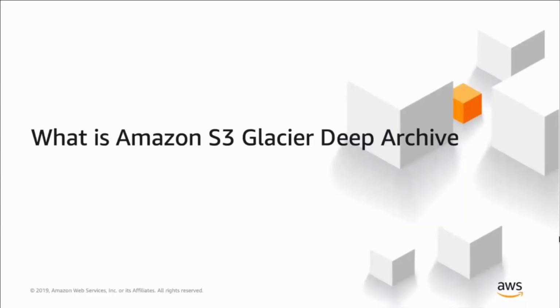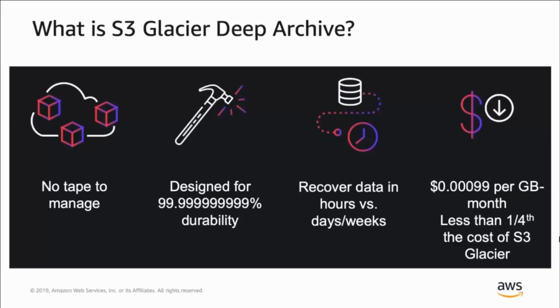So what is S3 Glacier Deep Archive? It's a new S3 storage class with the lowest cost storage available in the cloud, even lower than you can find in on-premises tape, which means that you no longer have to manage tape. A lot of customers have told us that they don't want to maintain magnetic tape libraries or manage off-site tape storage arrangements. They've told us that maintaining this tape infrastructure is difficult and time-consuming.